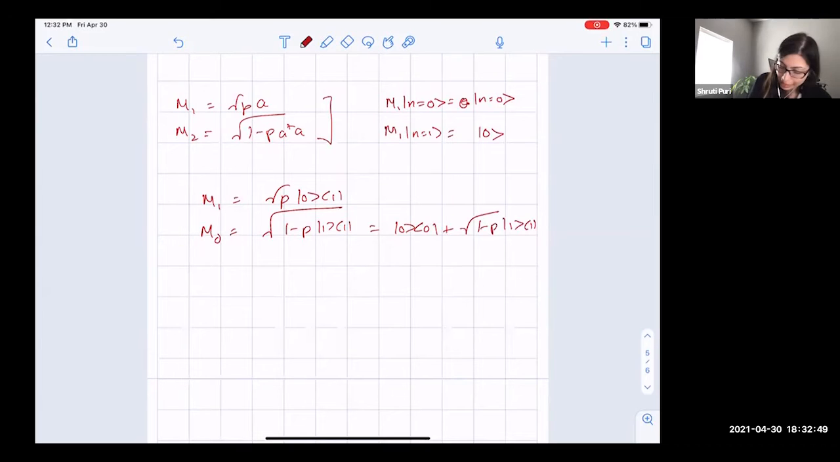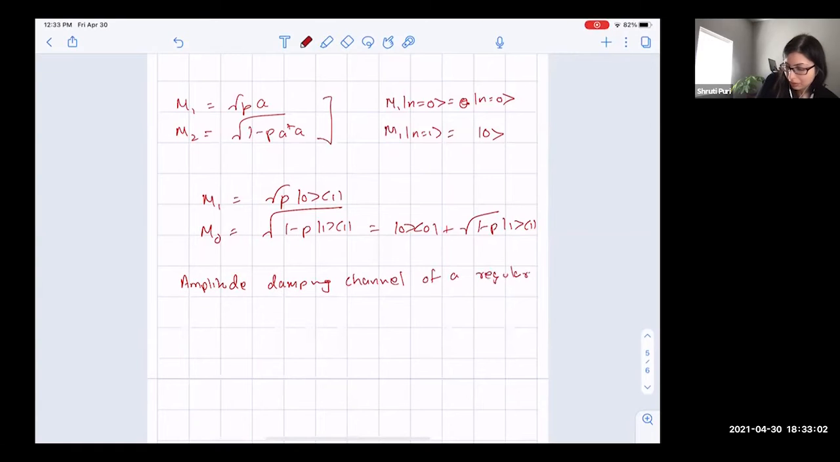This is exactly the amplitude damping channel of a regular qubit. A relaxation event, for example, in a transmon is technically an amplitude damping channel, and these are what the corresponding Kraus operators are.